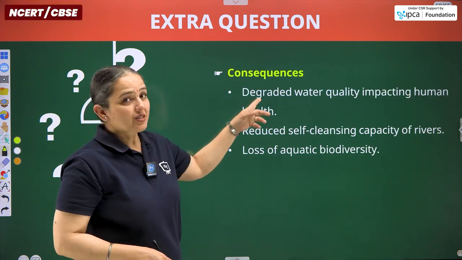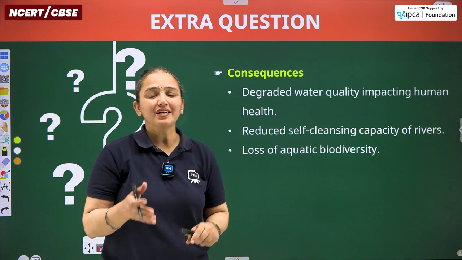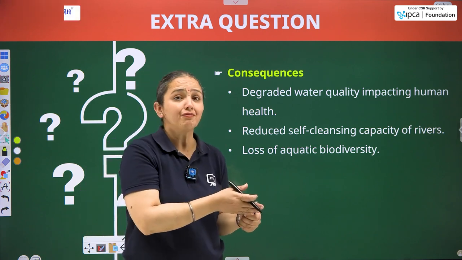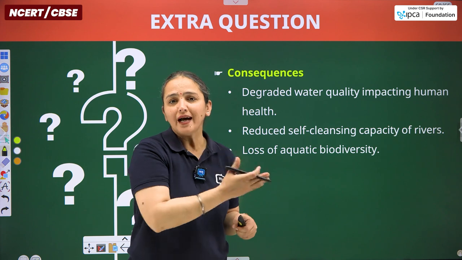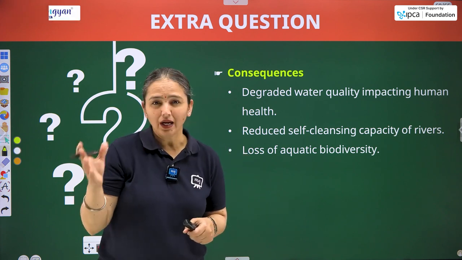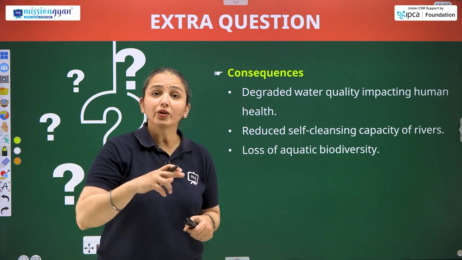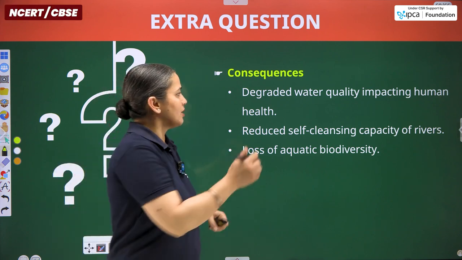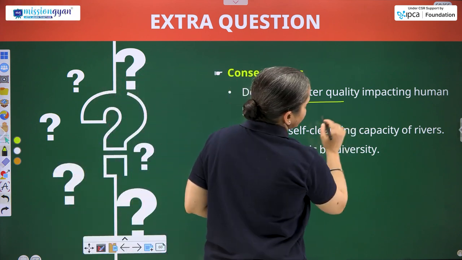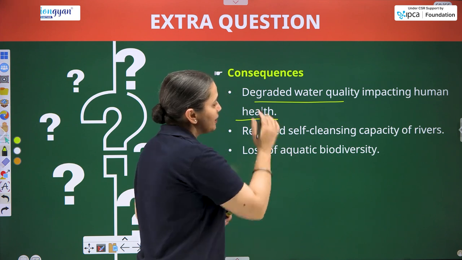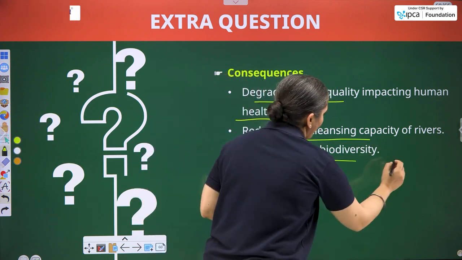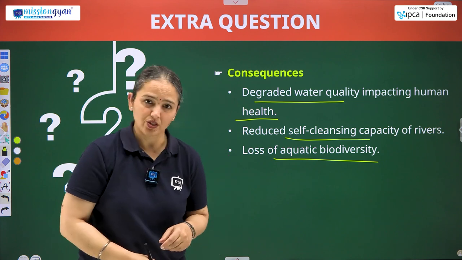Along with that, we have to discuss their results as well. It is unfit for the aquatic life, whether we are talking about animals or plants and vegetation. Along with that, it is quite obviously unsafe for use by humans. So degraded water quality impacting human health, reduced self-cleansing capacity of rivers, and loss of aquatic biodiversity.